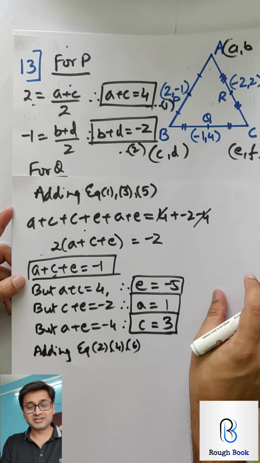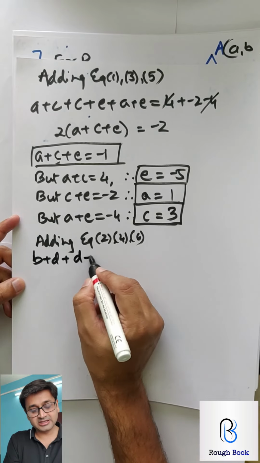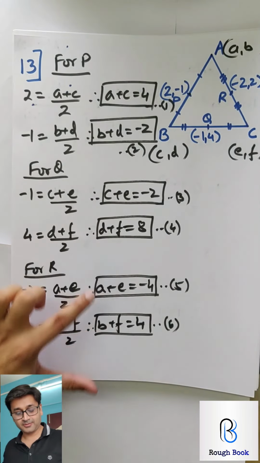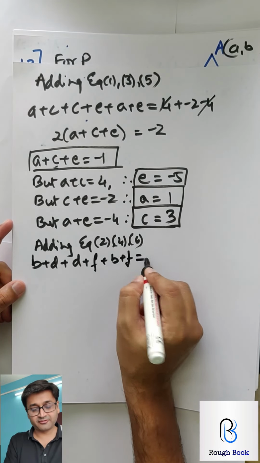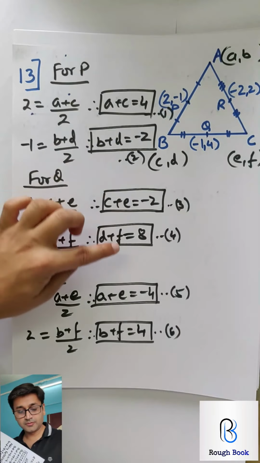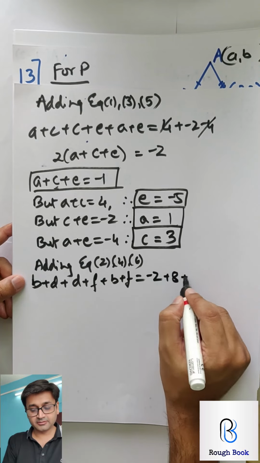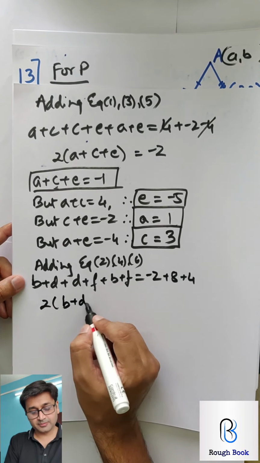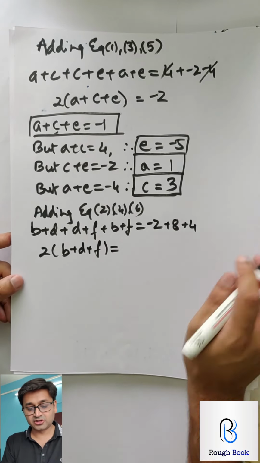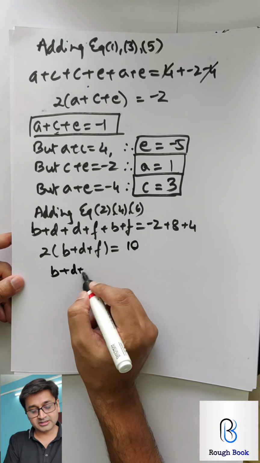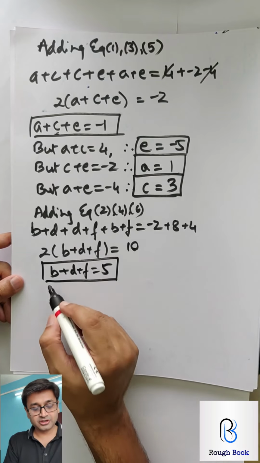Come back. B plus D is minus 2. So B plus D plus D plus F and plus F plus B, correct? So F plus B plus F. What do you get? Minus 2, 8 and 4. So minus 2 plus 8 plus 4. So 2 times B plus D plus F. This side it is going to be 8 plus 4, 12 minus 2, so 10, and therefore B plus D plus F becomes 5. Now that you got this 5, pick up each of the equations.